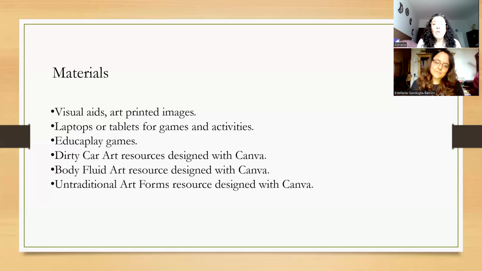Then we are going to be using some resources designed with Canva. The first one is related to dirty card art. The second one is related to body fluid art. And the last one is related to other untraditional art forms.